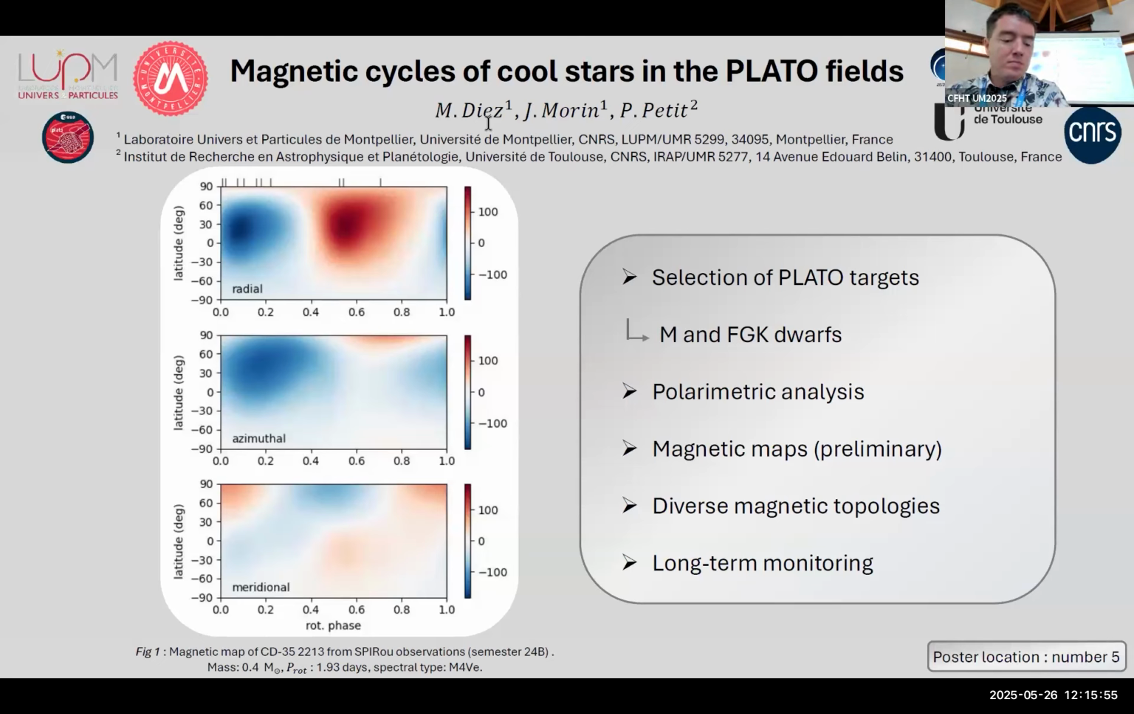The different preliminary magnetic maps reveal a diverse range of magnetic topologies, as illustrated by 2 examples in my poster. This work is part of long-term monitoring to study the evolution of stellar magnetic fields. So, if you'd like to know more, my poster is at spot number 5.